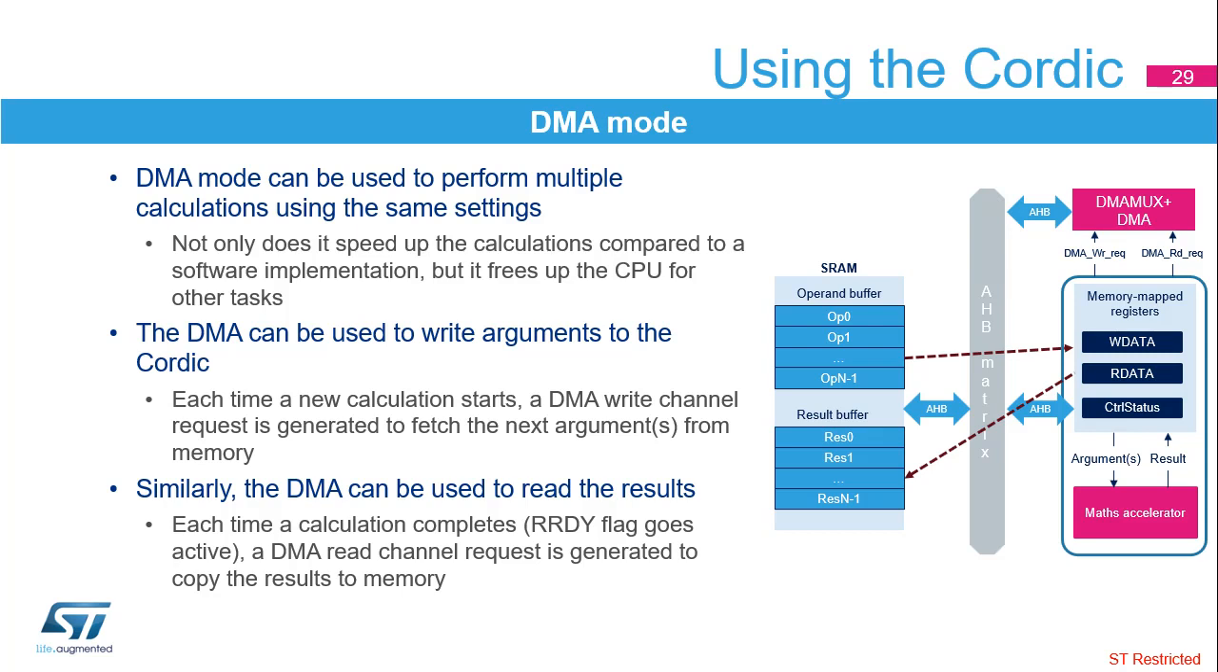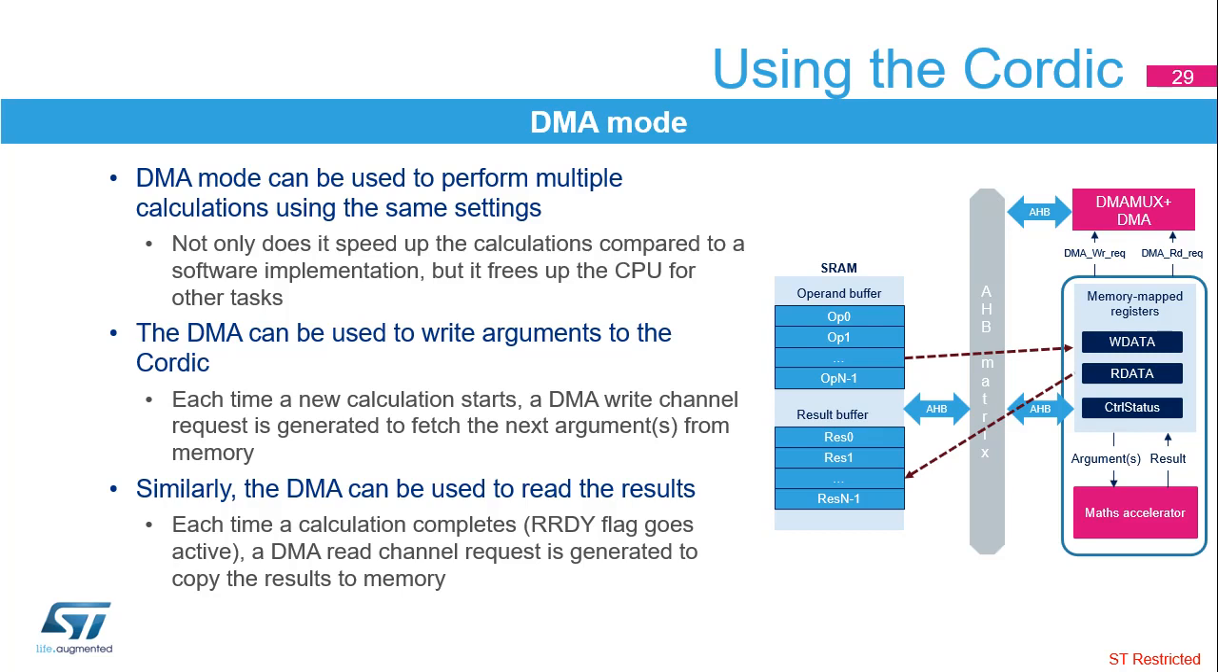DMA mode is very efficient when performing multiple calculations using the same settings. It is not possible to modify the Cordic CSR register by DMA. Consequently, if the settings need to be changed, the DMA should be stopped first and restarted once the new settings have been programmed. DMA write can be combined with DMA, polling, or interrupt read methods. Pipelining is always used in DMA mode.